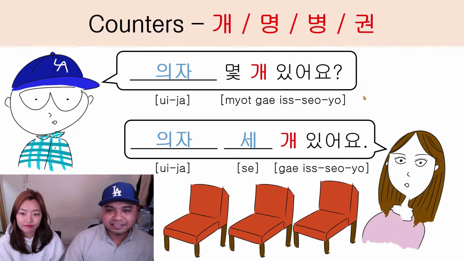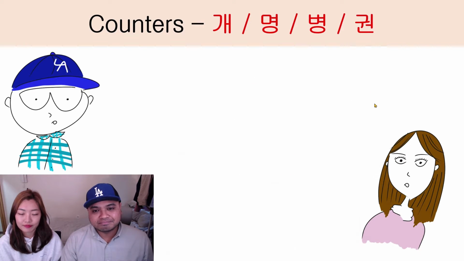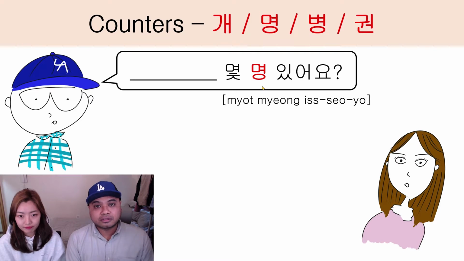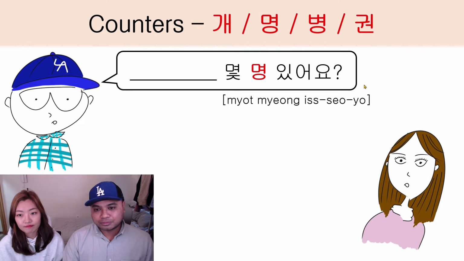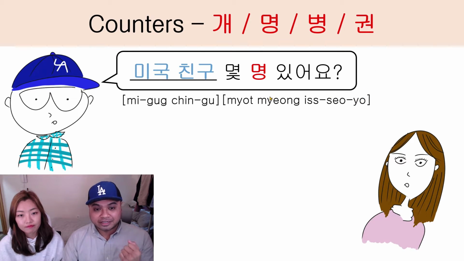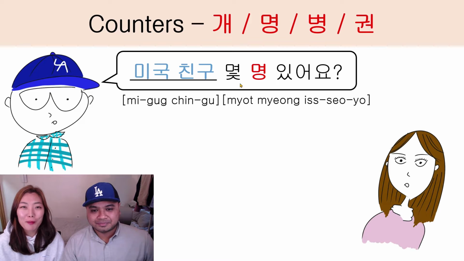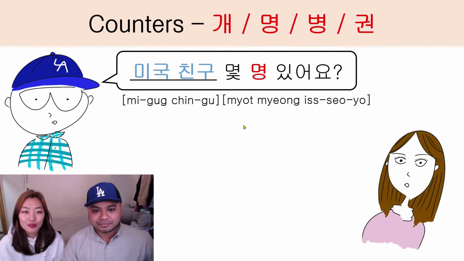And now let's change the counter. Let's use 명. So 명 is a counter for people. So I'm asking how many people are there. But let's specify what type of people. So right here I have written 미국 친구. 미국 means America. 친구 means friend. So I'm asking, how many American friends do you have? 미국 친구 몇 명 있어요?